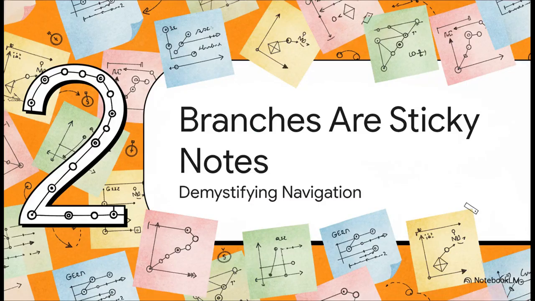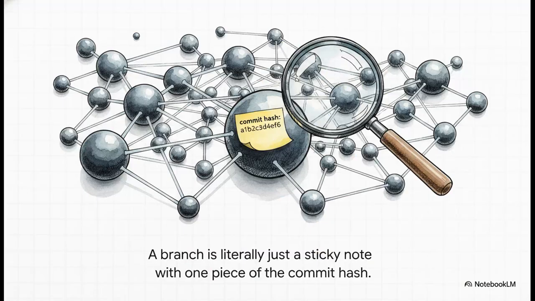Moving right along to section 2, branches are just sticky notes. Let's demystify how we actually move around this graph. So when developers try to navigate this massive family tree of commits, they almost always assume a branch is this huge, heavy, complex thing, like it's a completely separate copy of the entire code base. That is 100% false. A branch is literally just a sticky note.